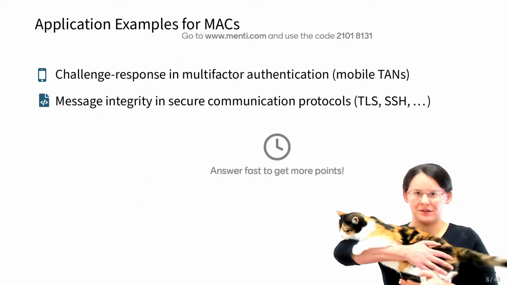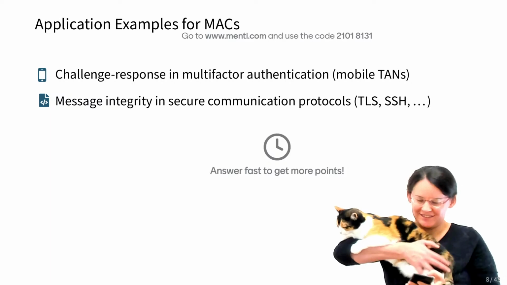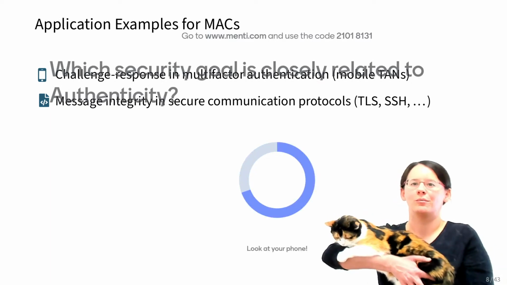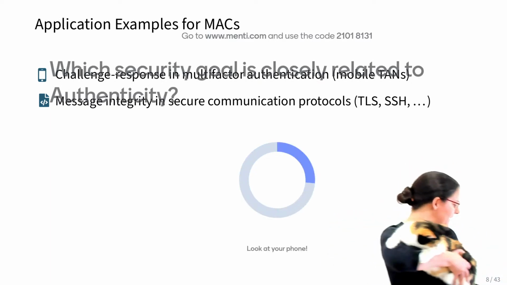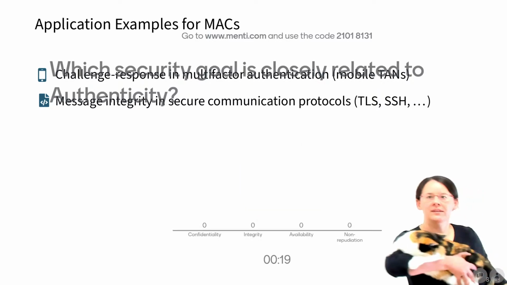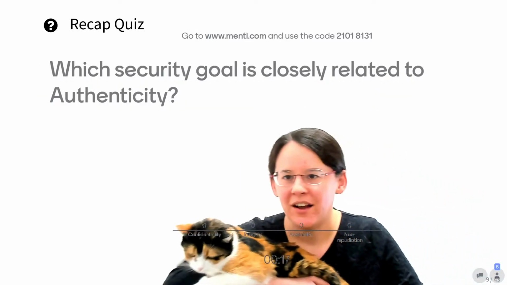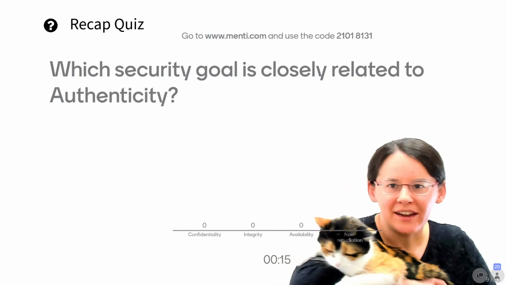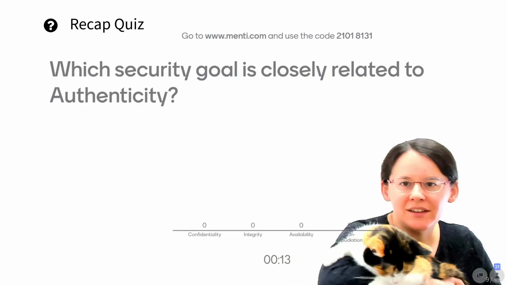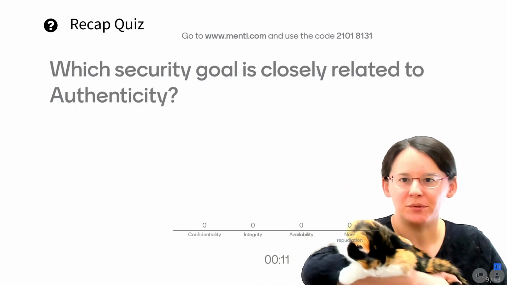Whoops, the quiz disappeared. Oh, I love it when Menti is unstable. So, which security goal is closely related to authenticity? Is it A, confidentiality, or B, integrity, or C, availability, or D, non-repudiation?